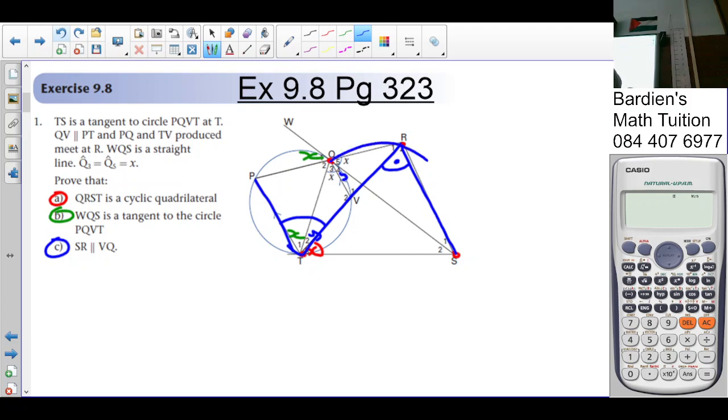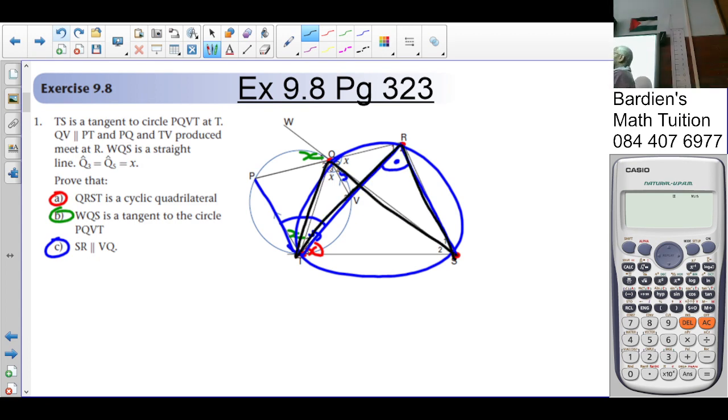But in the previous question, we have proven that this is a cyclic quad. So if that's a cyclic quad, then there's your bow tie. Can you see that? Which makes this angle equal to that angle, which is x plus y. Which makes that angle and that angle alternate, which is equal.